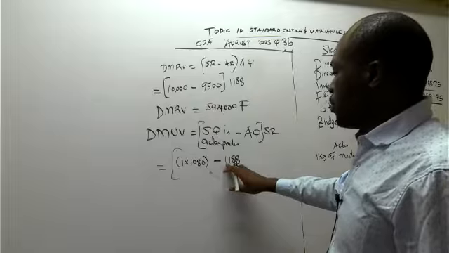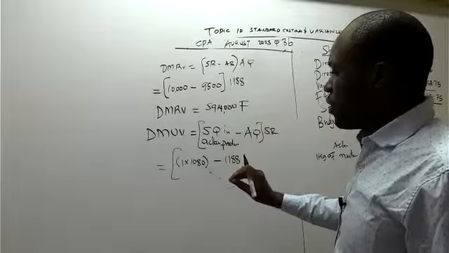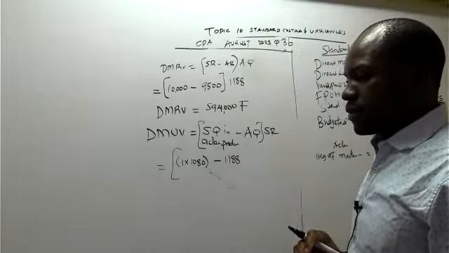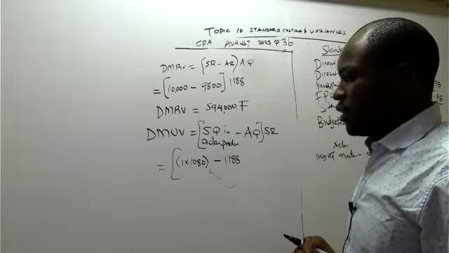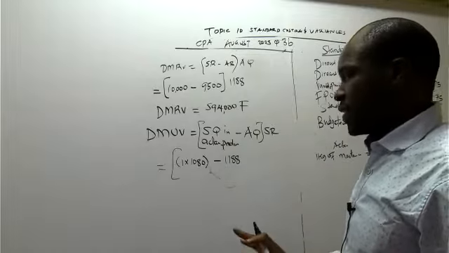You ended up using 1188. Did you spend more or less? You spent more, is it? So what is that? You spent more than what you anticipated. So it is adverse. Good.